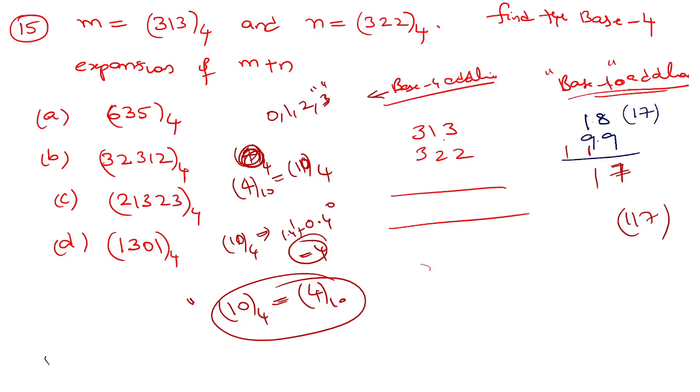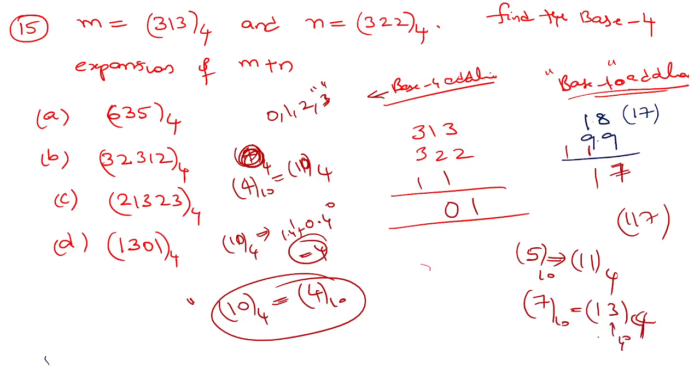So 3 plus 2 is 5. How to write 5 decimal in base 4? 1, 1. So what about 1 plus 2 plus 1? 4 is 1, 0. 3 plus 3 plus 1 is 7. 7 base 10 is equal to, can I write 1, 3 base 4? Yes or no? This is 4 power 0 position. This is 4 power 1, 4 plus 3, 7. 1, 3. So if I sum everything, I can write 1301 base 4. So option D is the right answer.